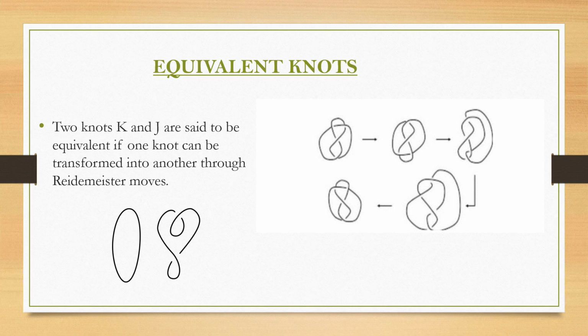Now we speak about equivalent knots. Two knots K and J are said to be equivalent if one knot is transformed into another through Reidemeister moves. You would learn what a Reidemeister move is as we progress. If you observe here, two examples are given such that both the knots are equivalent, although they may not be exactly the same as you see them.